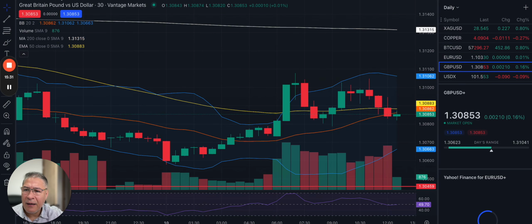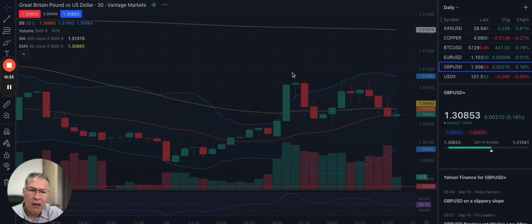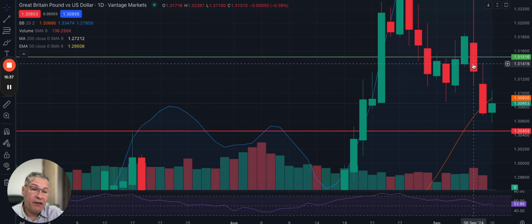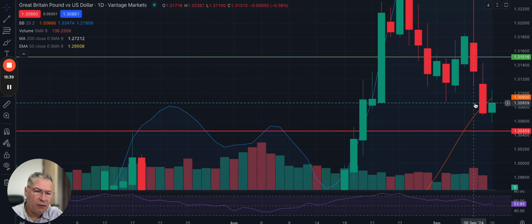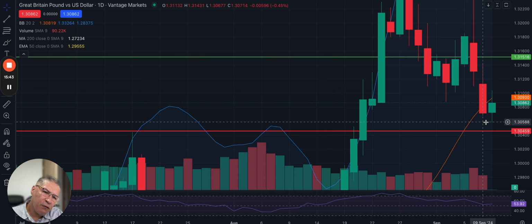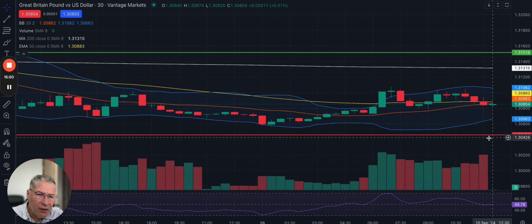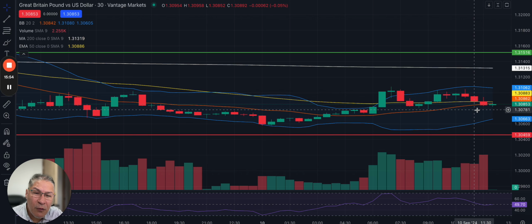Let's take a look at the pound. So the pound was pounded yesterday to the downside. We did fluctuate lower today, but we're kind of recovering. Let's take a look at the 30-minute, and then we just change levels there. So we've seen that the market is right below the 20 and the 50, and the 200 is way above.